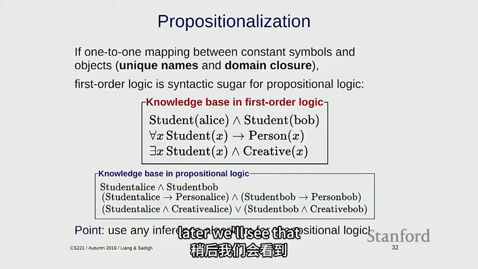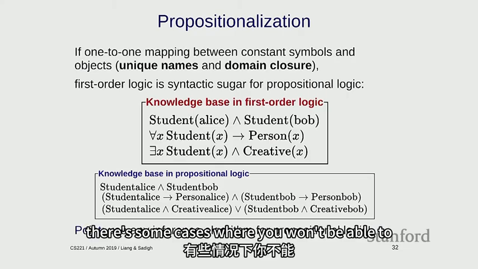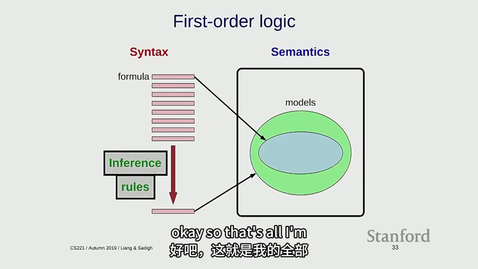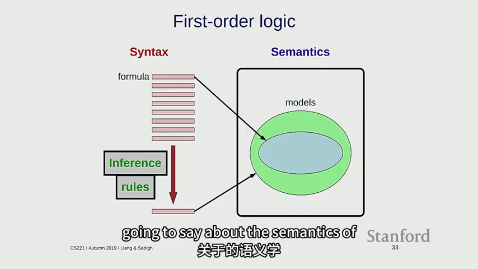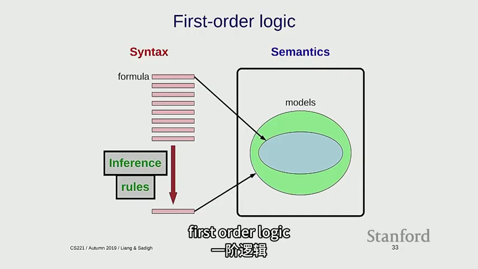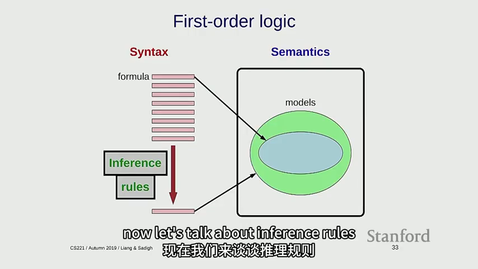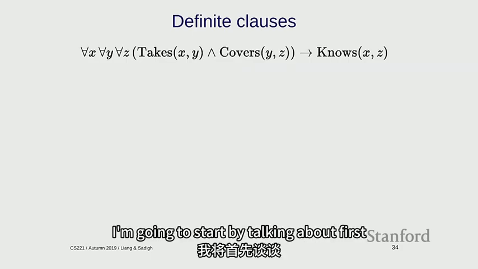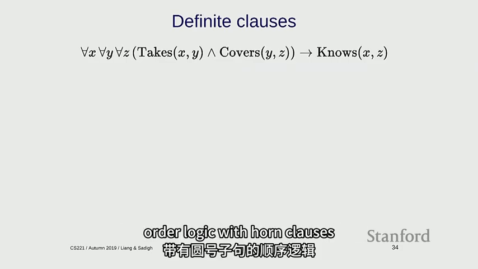But later we'll see that there's some cases where you won't be able to do this. Okay, so that's all I'm going to say about the semantics of first-order logic. So now let's talk about inference rules. I'm going to start by talking about first-order logic with Horn clauses.